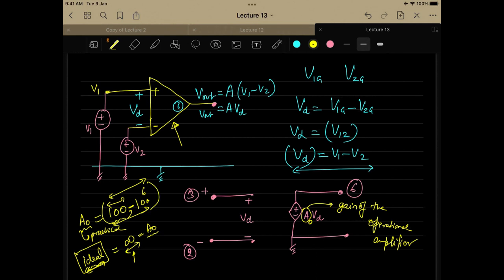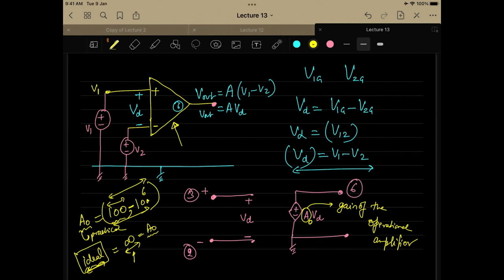Whenever we say something is ideal, it means there is no artifact in this, there is no problem at all. Whatever things you are keeping in that, for example the BJTs or the transistors, are assumed to be having no flaws. So it's a completely very good situation.